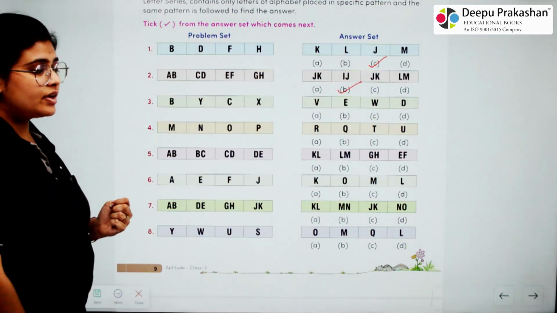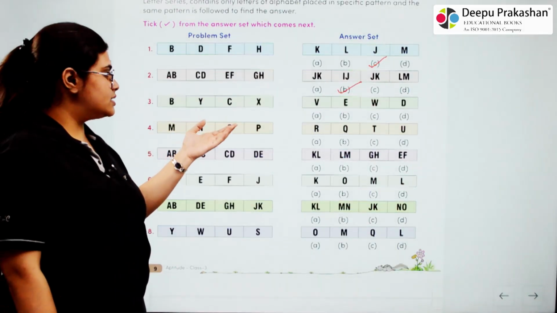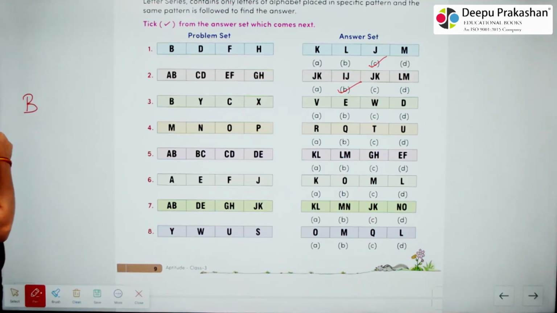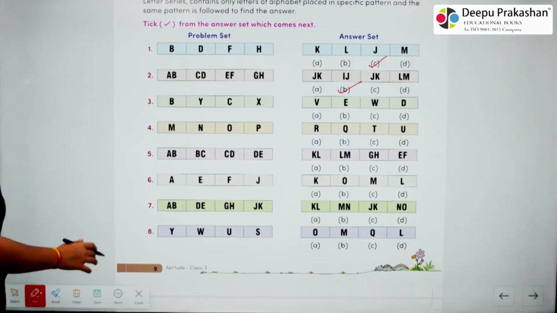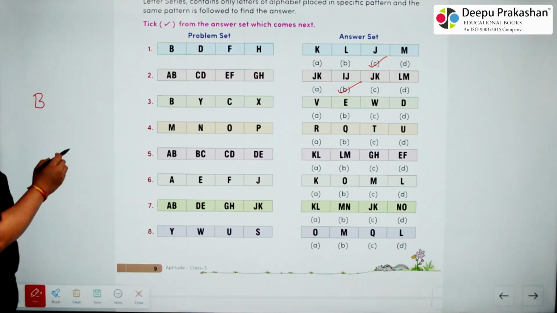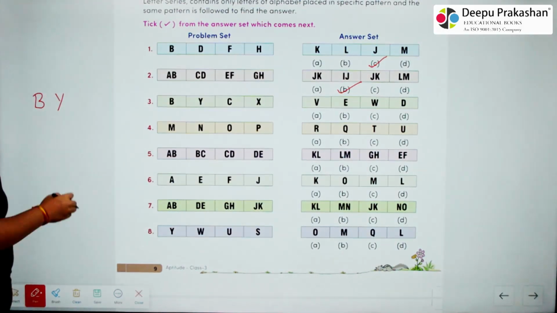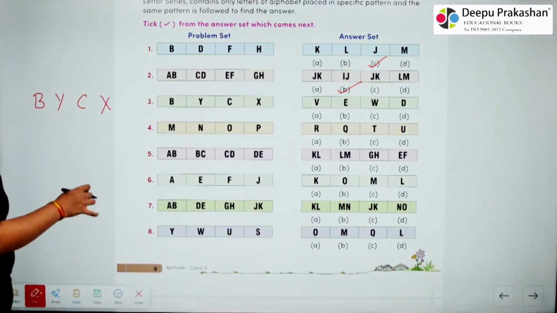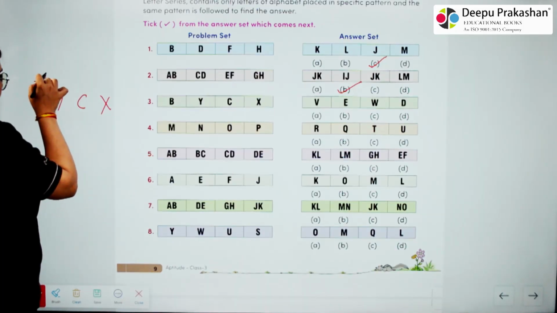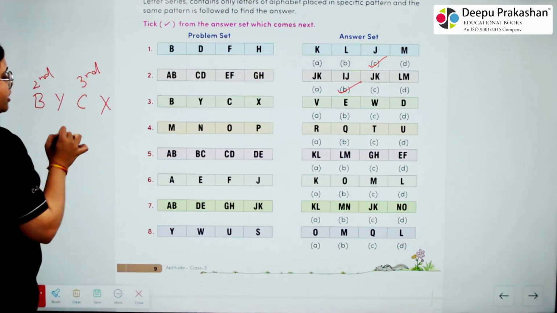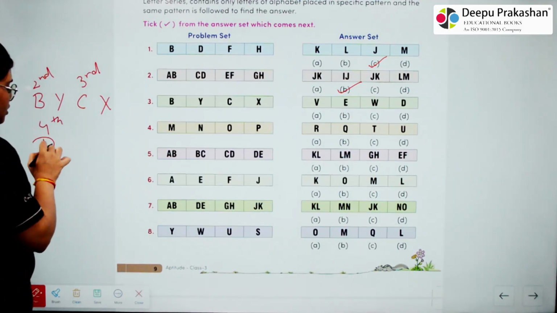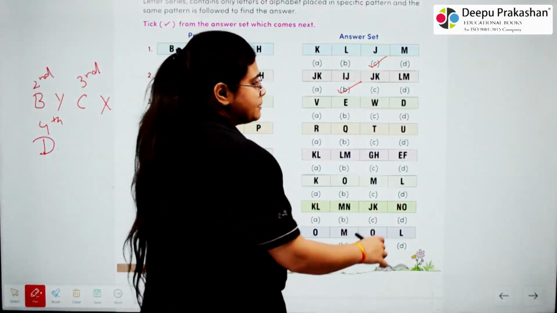Third, we are given B, Y, C, X. So the series here represents first letter from the starting, then second letter from the starting and second letter from the ending. Then third letter from the starting and third letter from the end. So the next letter will be the fourth letter from the starting, that is D. So the next letter of this series will be D.